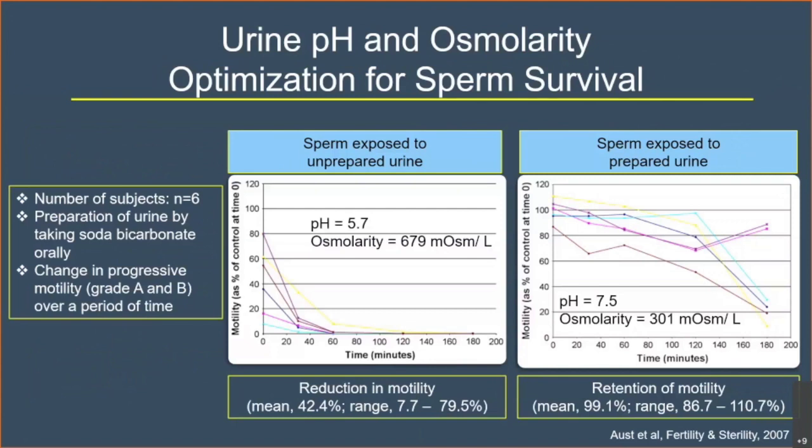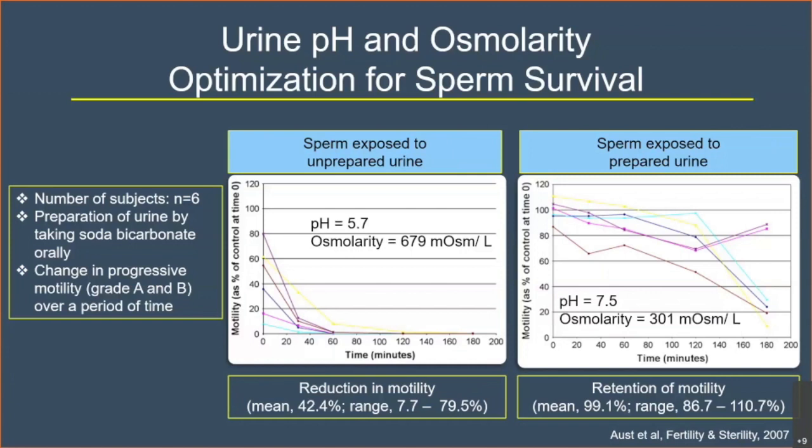As I alluded to earlier, the regulation of urine pH and osmolarity is important for sperm survival. This study, reported in Fertility and Sterility, looked at six normal subjects, and their semen sample was exposed to different types of urine. The first image shows sperm exposed to unprepared urine, which is the first urine sample in the morning, with a very low pH and a high osmolarity.